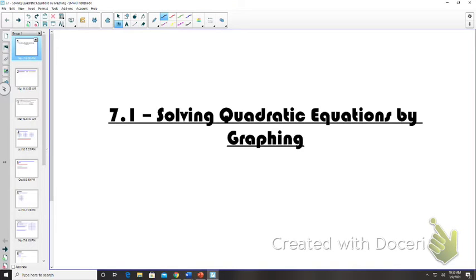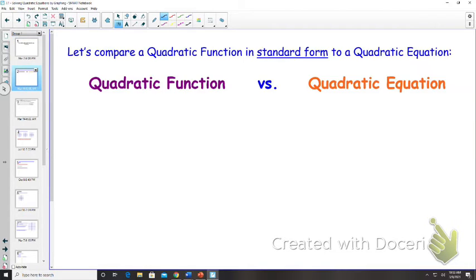Okay, so today we are getting into chapter 7. So now we're actually getting into solving quadratic equations by graphing. Okay, so let's compare a quadratic function in standard form to quadratic equations. So remember, standard form, we're going to have ax squared plus bx plus c.